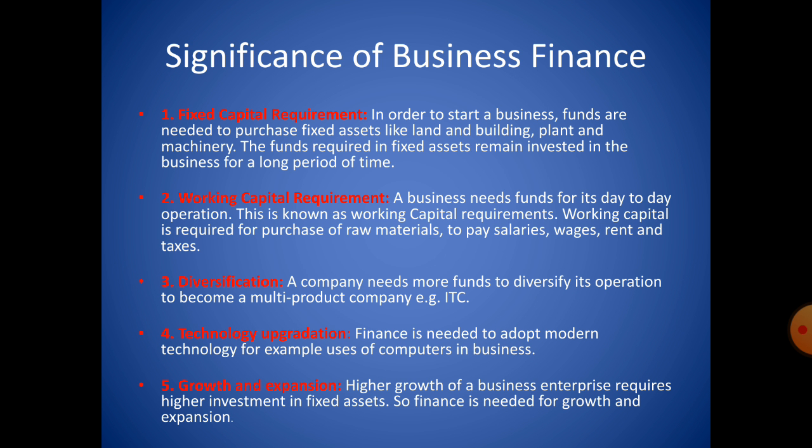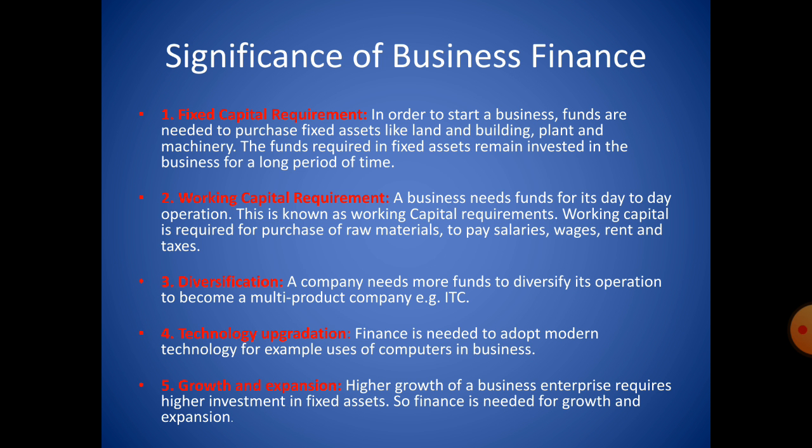Next one is diversification. A company needs more funds to diversify its operation to become a multi-product company. Example, ITC, a single manufacturing company, can become a multi-manufacturing company, but it requires good business finance for this purpose. Okay, the next one is technology upgradation. Finance is needed to adopt modern technology, for example, use of computers in business. Everything requires money. Without money, no technology can be adopted. So technology upgradation is only possible through the significance of business finance.